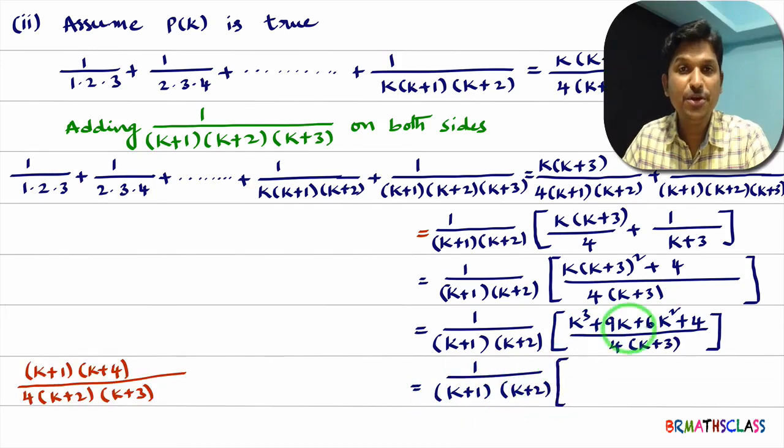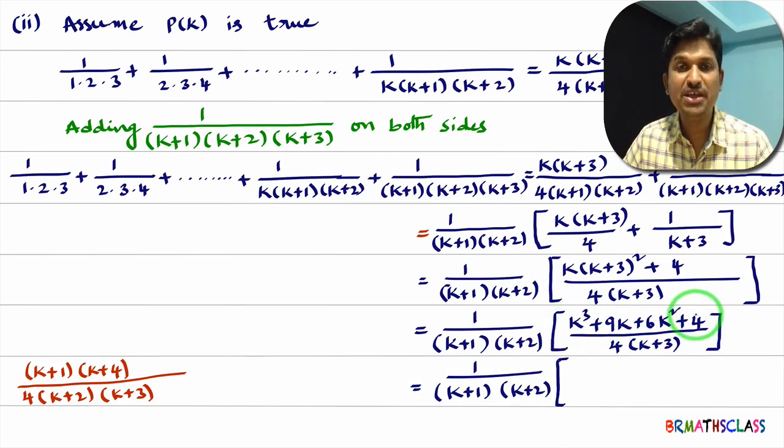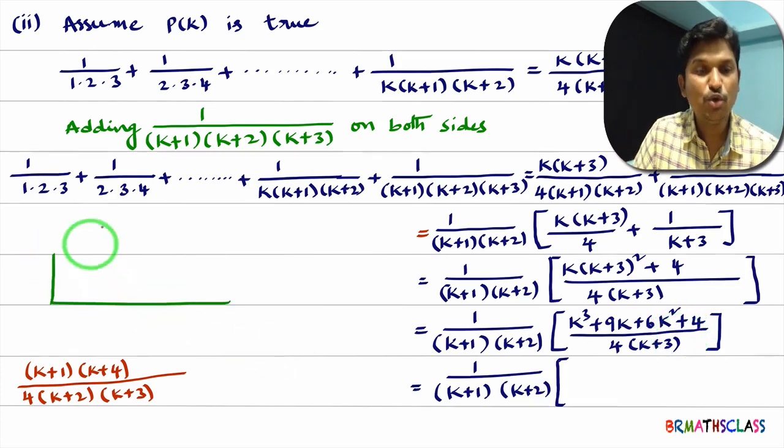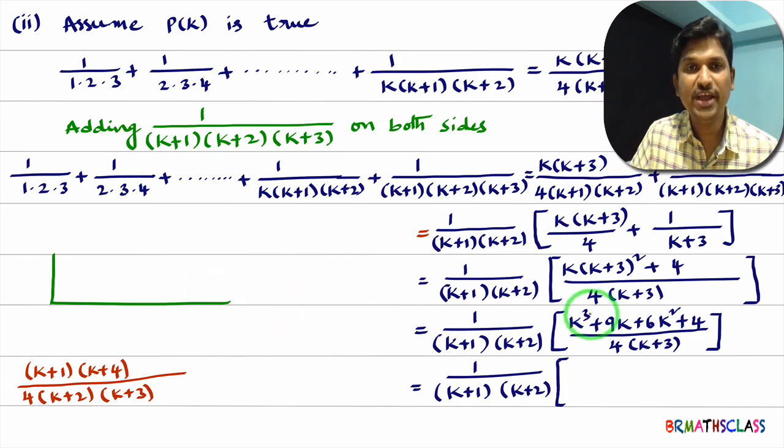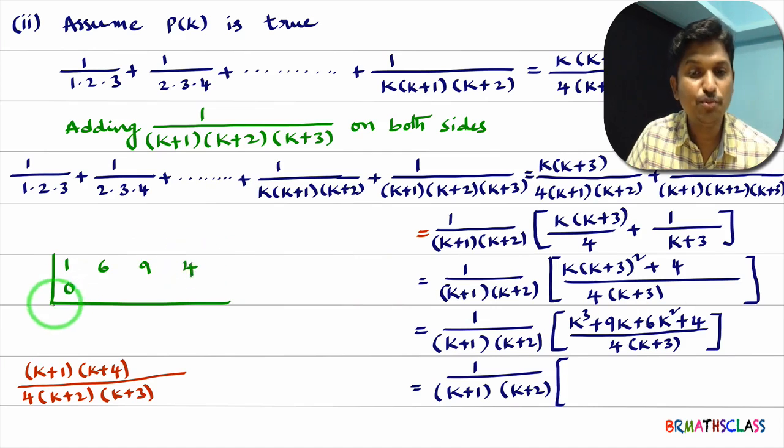Okay. You observe this one. This is a cubic equation. We need to reduce this cubic equation further into quadratic factors and linear factors. For that, as we discussed in the last problem, we use synthetic division. In synthetic division, you write a shape like this and you take k cube coefficient, that is 1. You take k square coefficient, that is 6. You take k coefficient, that is 9. And you take constant, that is 4. And now always you put 0 here.